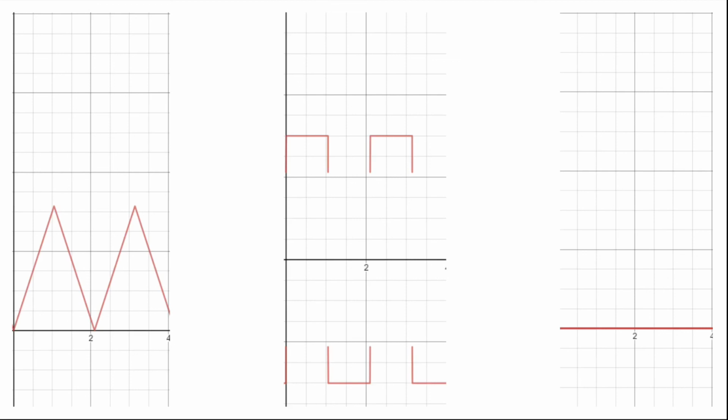Since each instance at which the ball is thrown has the same velocity, the acceleration graph shows a constant 0.